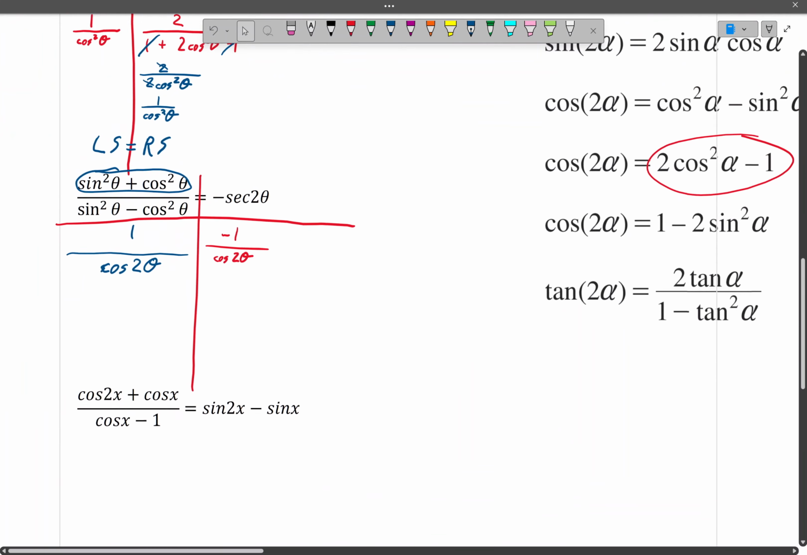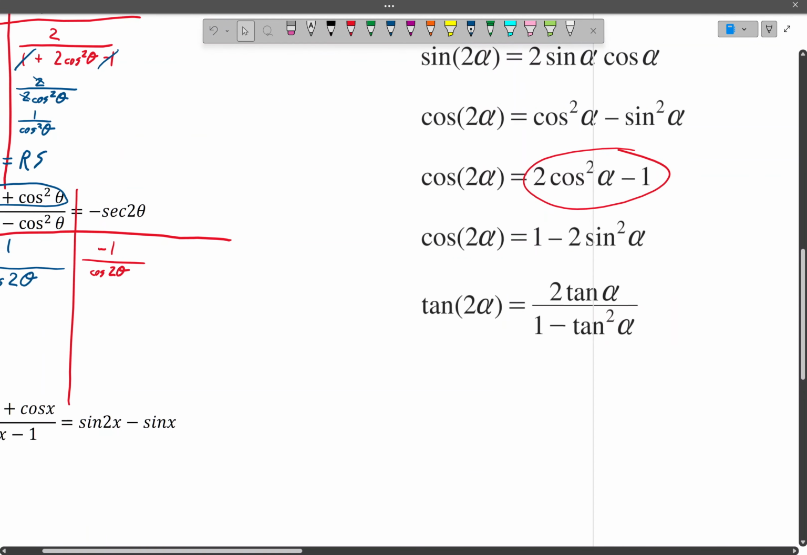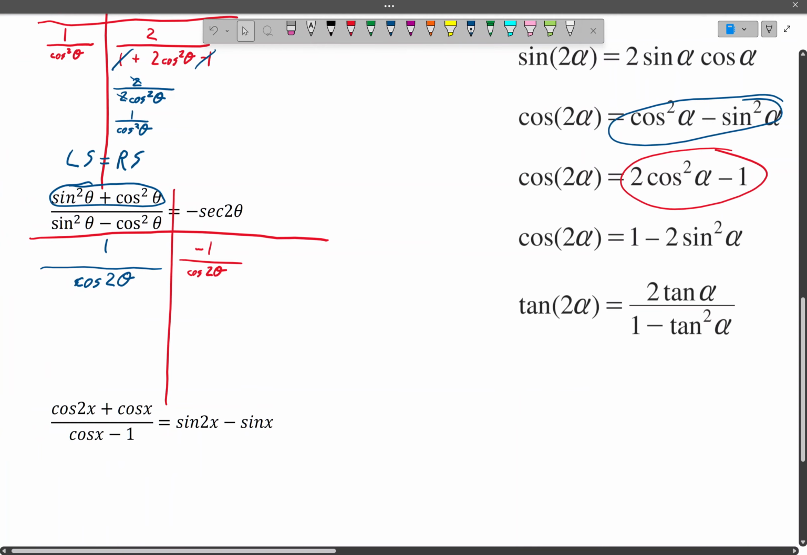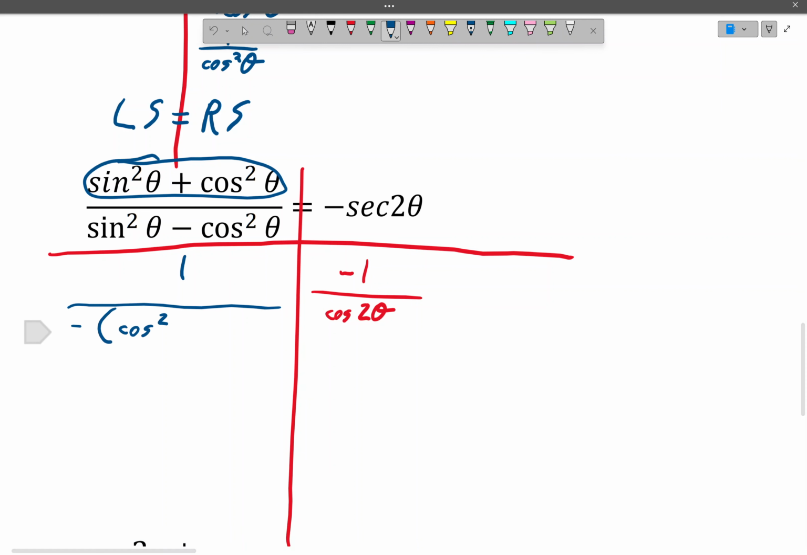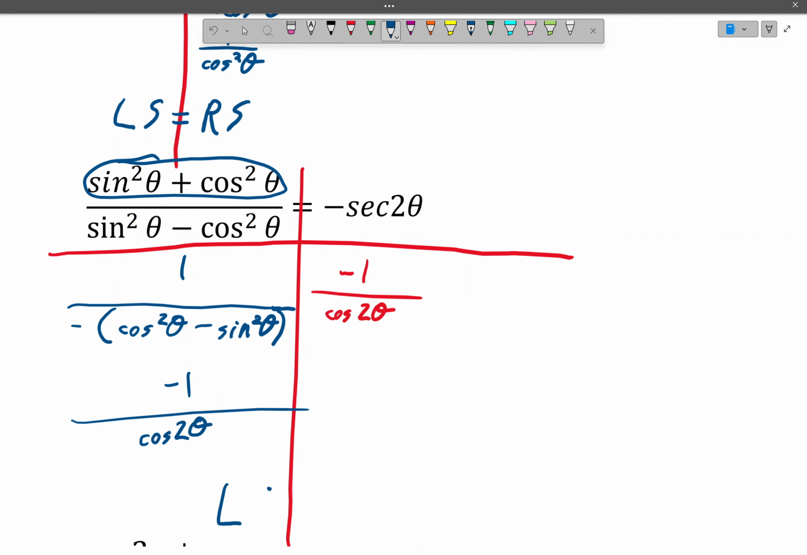Is it? Oh, you know what? I think I've done something wrong. This is cos minus sine. This is sine minus cos. Oh no, what have I done? Okay, so what we're actually going to do instead is we're going to take out a greatest common factor of -1, sorry. And that allows us to rearrange this. And now we can actually get our answer. So it's going to be -1 on top, and then we have the cos 2 theta on the bottom. And now we can say left side equals right side.